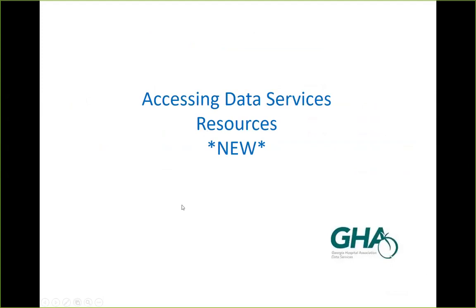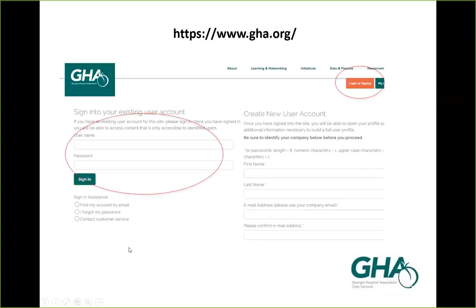This time I'm going to ask Sharifa to give us a quick tour of where we have some of our data services resources, moving them to the GHA data services portion of the website. Sharifa? Good morning, everybody. So this is the new location for most of our data services resources, and it's located on the GHA.org site. Many of you, I'm hoping, should have a login, but if you don't, you can just sign up with your work email, and this is what the page looks like. So once you go to GHA.org, you click on the login or sign up button, and then input your username and password.